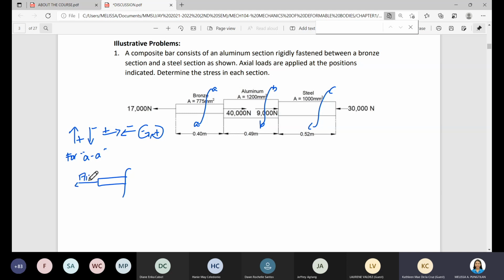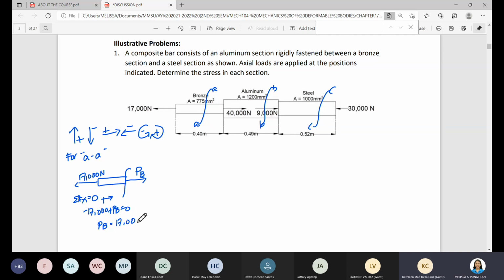So we have here 17,000 Newton. And then, para magkaroon ng equilibrium, I assume meron tayong force dito na tatawagin natin force B. So let's take the summation of forces along x direction is equal to 0, to the right as positive. So we have negative 17,000 plus PB is equal to 0. Therefore, we have the force B is equal to 17,000 Newton.